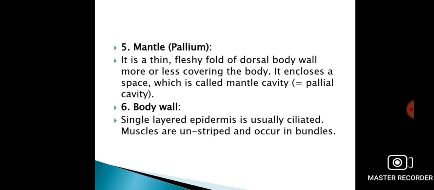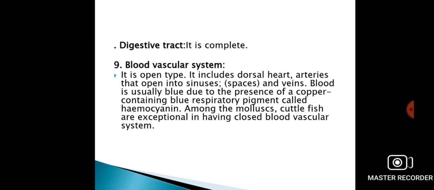The body wall of molluscs is single layered. It consists of single layered epidermis which is usually ciliated, and muscles of the molluscs are always unstriped and they occur in the form of bundles. Digestive system or digestive tract is well developed and complete. In case of molluscs, blood vascular system is open type, except in case of cuttlefish, blood vascular system is closed type.